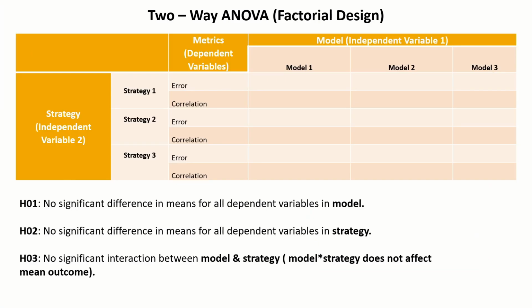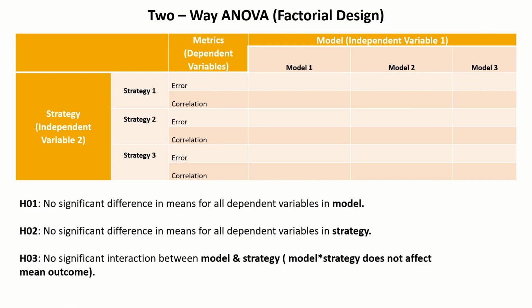So this is the design of the experiment. We had two independent variables. The first is model with three levels, model 1, 2, and 3. Each model actually represents a neural network that I designed and was comparing and testing out. And the second independent variable is strategy, again with three levels, and this is sort of like the learning strategy, and I had three learning strategies for each of my three neural networks. The dependent variables are my performance metrics, in this case error and correlation, so I have two dependent variables.